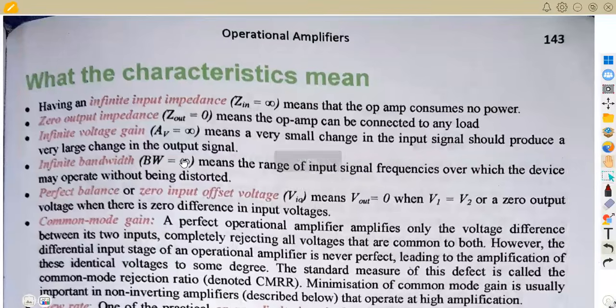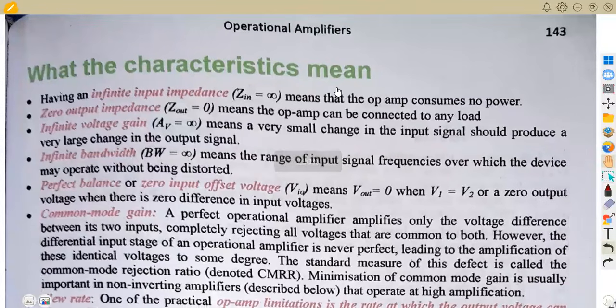So what the characteristics mean, talking in short about what you saw on that table, we can be talking about having an infinite input impedance. That is the input impedance, it's infinity, that is endless. Endless values means that the op-amp consumes no power at that condition. If our Z-in is infinite, there's no power to be consumed. For zero output impedance, if the output impedance is 0, it means the op-amp can be connected to any load. That is what it means.